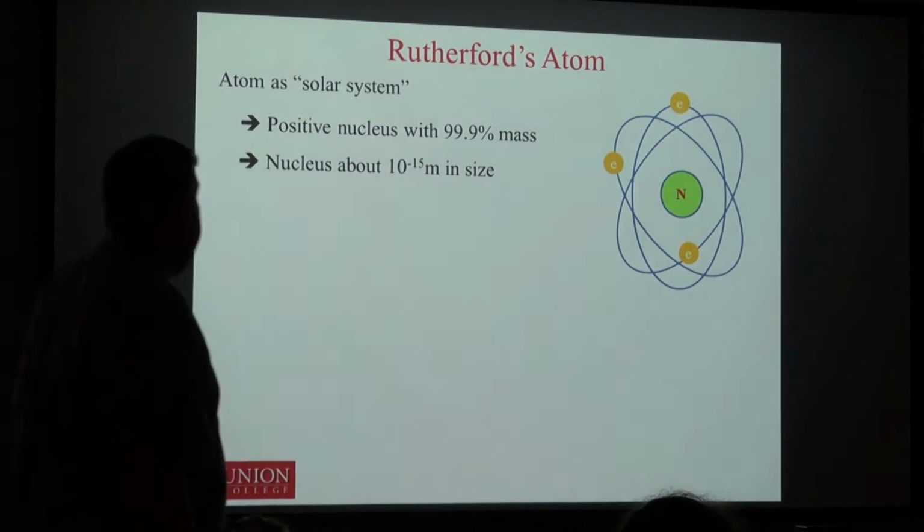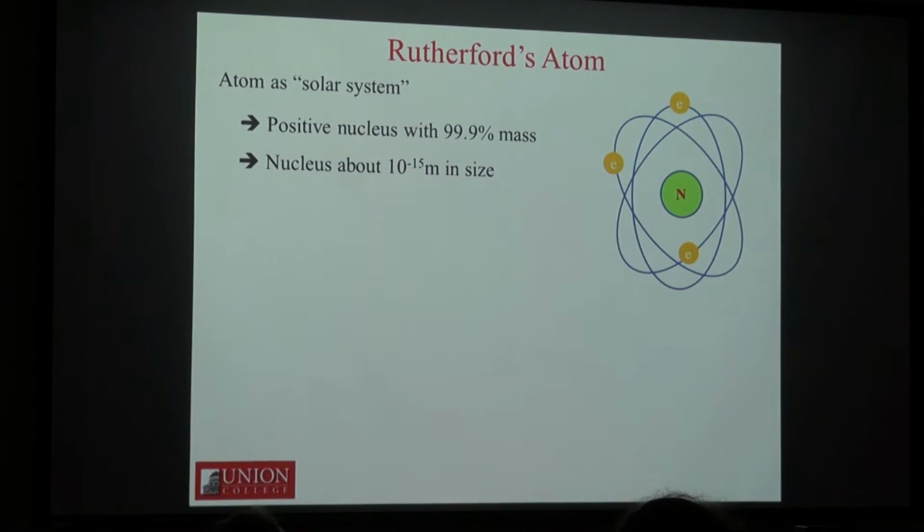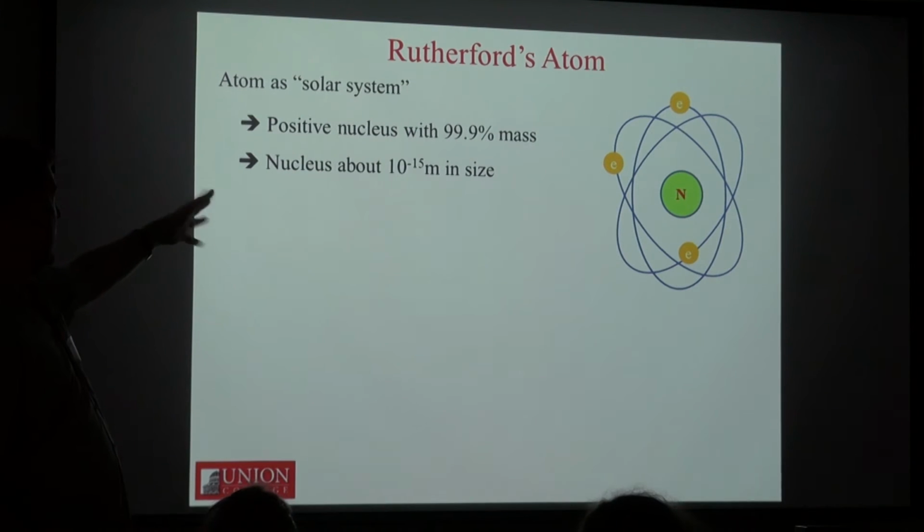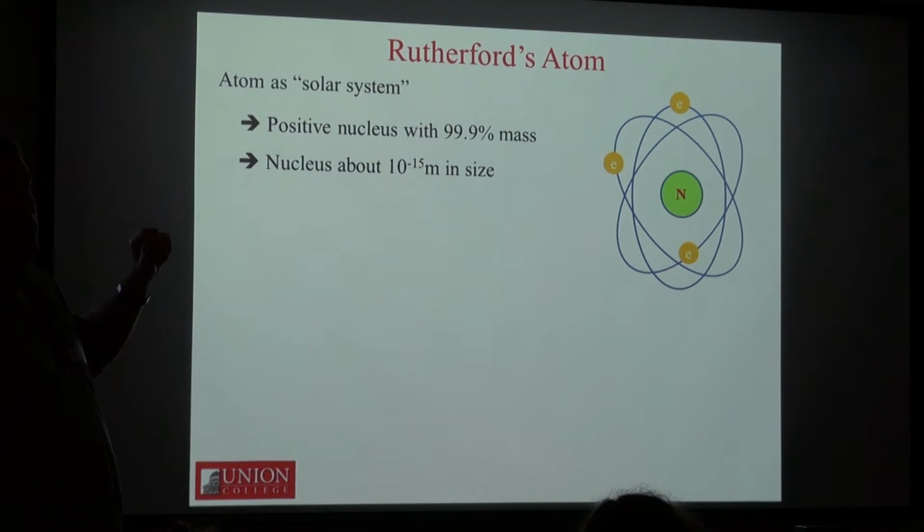So Rutherford's the guy who invents the cartoon atom that everybody sees. You picture the atom sort of like a solar system. You have a nucleus that's positively charged. You've got electrons going around the outside. The nucleus has to have like 99.9% of the mass. We know about how big an atom is. An atom's sort of 10 to the minus 10 meters, 1/10 billionth of a meter.